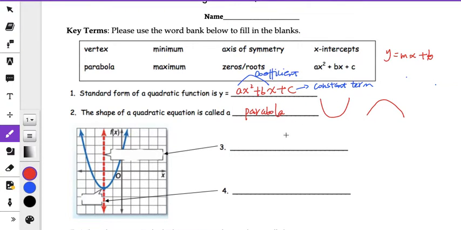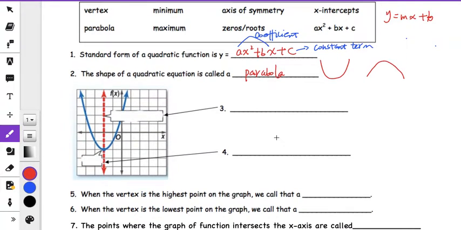Next, let's check this graph here. Number 3 is asking us, what's the name of this vertical line here, the red line? It's the axis of symmetry. I just write it down here so it's easy for you to label it. As you can see, if we fold the blue graph along this line, the two sides will match each other. That's why we call it axis of symmetry.